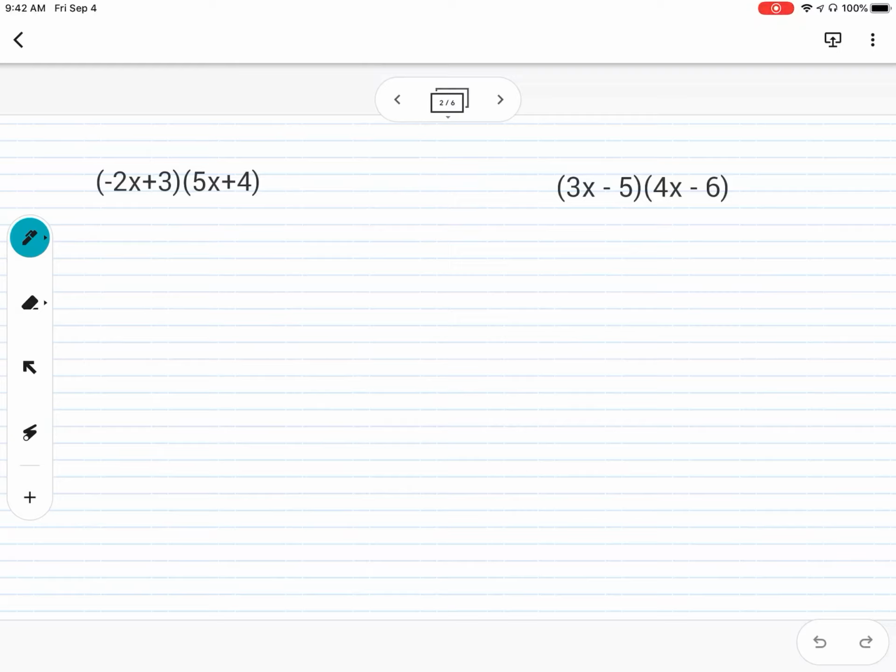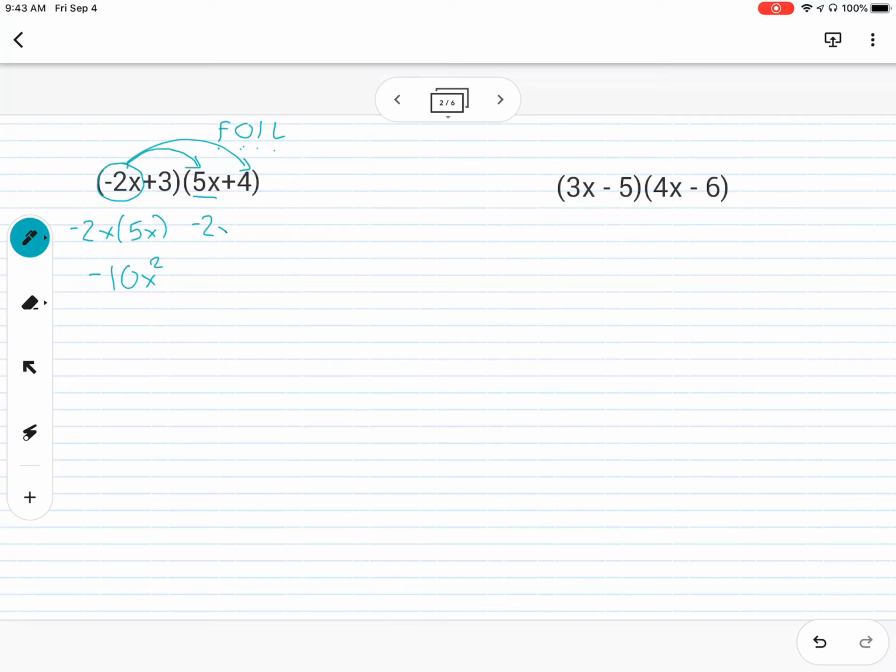I don't know what you called it last year in Algebra 2, but I'm going to show you the method that I do. Some people call it FOIL, some people call it double distribute, distributing, whatever you call it. What you do is you take the first thing here times the first thing over there. So first, outer, inner, last. So first and first, negative 2x times 5x, negative 10x squared.